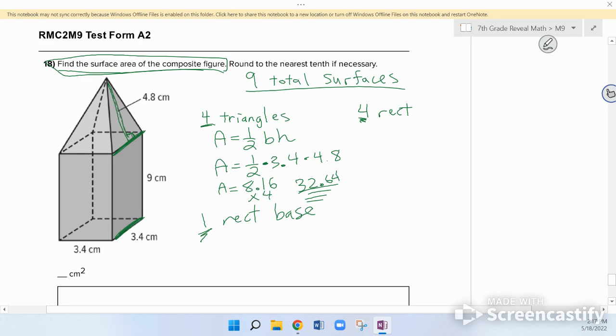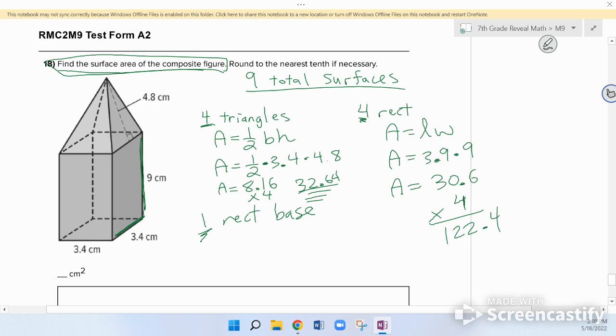Now, moving on to these 4 rectangles. That's this one over here and the 4 matching that wrap around. The area for a rectangle is LW. We're going to look for the length and width. Nice that the one I chose has both listed. We have a length of 3.4 and a width of 9, and when we multiply that, we get 30.6. That's one of them, but we have 4, so we multiply that by 4 as well, and we get 122.4.